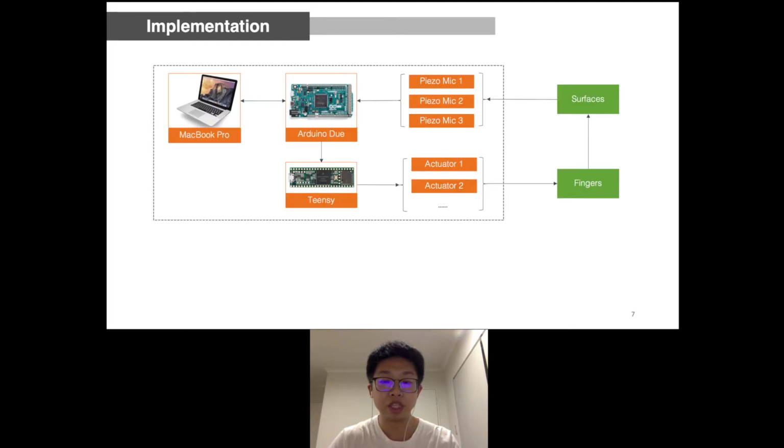This is the implementation of our system. We use a MacBook to control an Arduino Due. Then the Arduino Due will send a signal to control the TNC, which controls the actuator. Then the signal propagates through the finger and the surfaces and is captured by the piezo. The Arduino Due then gets the signal from the piezo and sends the data to the MacBook.